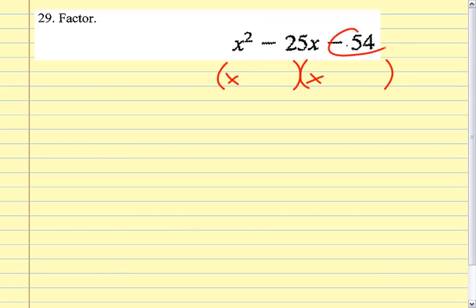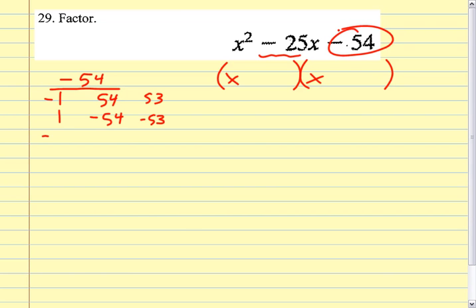No. So I know that if it can factor, it's going to be x and x. I'm going to take the number at the back. I'm going to factor it. Negative 54. That means that one has to be negative and one has to be positive. So I could do negative 1 and 54, 1 and negative 54. Okay, but that gives me 53 and negative 53. So I know that's not it. I'm looking for negative 25.